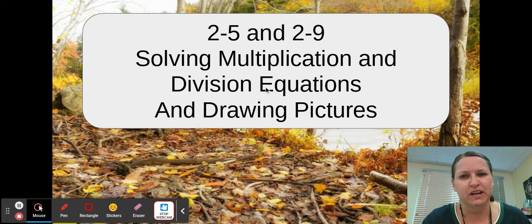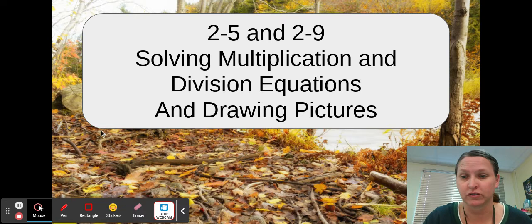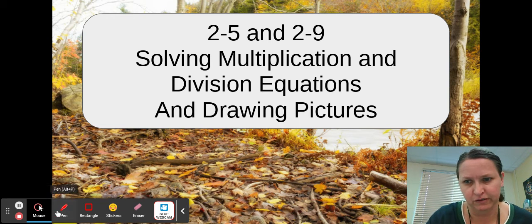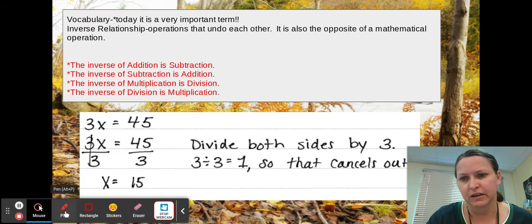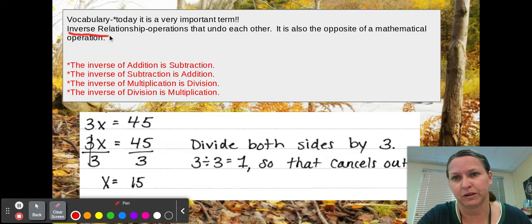Hello, today we are going to talk about how to solve multiplication and division problems as well as how to draw pictures to solve multiplication and division problems. To begin, we're going to discuss vocabulary. Today's vocabulary term is the same that we had yesterday. It is an inverse relationship or an inverse operation.